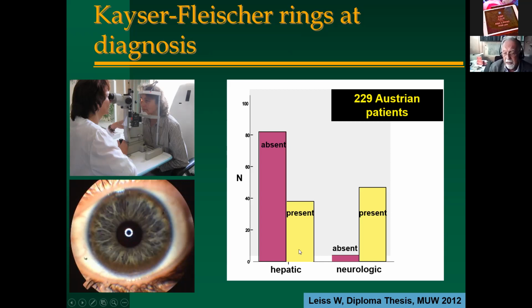And these are our data. You see an important message: 2/3 of patients with liver disease have no Kaiser-Fleischer ring. You see, here's one difficulty. In neurologic patients, the Kaiser-Fleischer ring is almost always present.